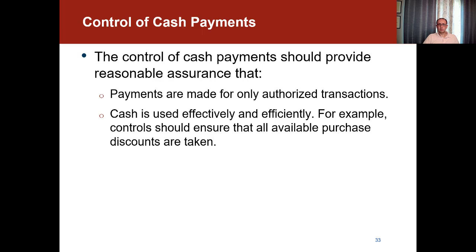Now let's talk about controls for cash payments. Here we're going to be talking about the control of cash payments that should provide reasonable assurance that payments are made for only authorized transactions and cash is used effectively and efficiently. For example, controls should ensure that all available purchase discounts are taken. So the controls basically for cash payments are making sure that we are using the cash for the intended purpose. And the other thing is that we are taking advantage of any kind of discount that's available for us.